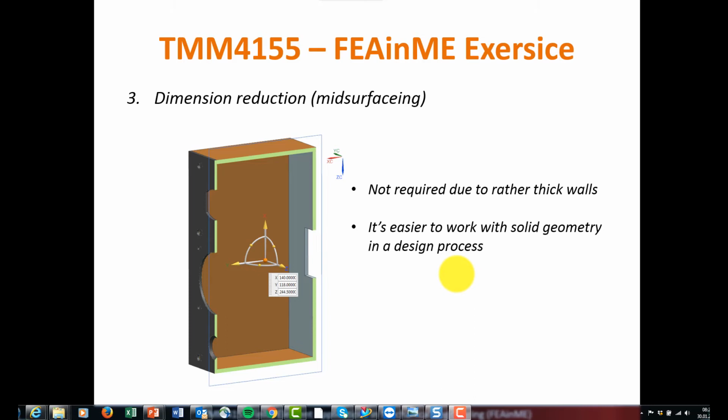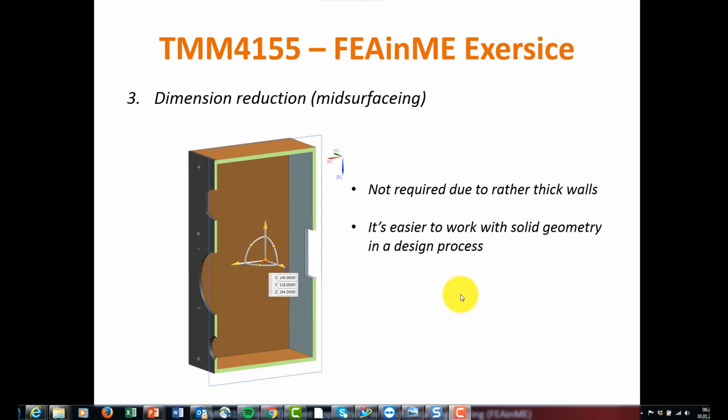Then I could just simply change the thickness of the elements in the collector. However, I might need to redesign the loudspeaker with inner ribs and stiffeners and other things. And then it's easier to keep a solid geometry in the design process. So in this case, I don't want to do it because these walls are rather thick. And as I said, it's easier to edit the solid geometry. So I will keep my model like this.